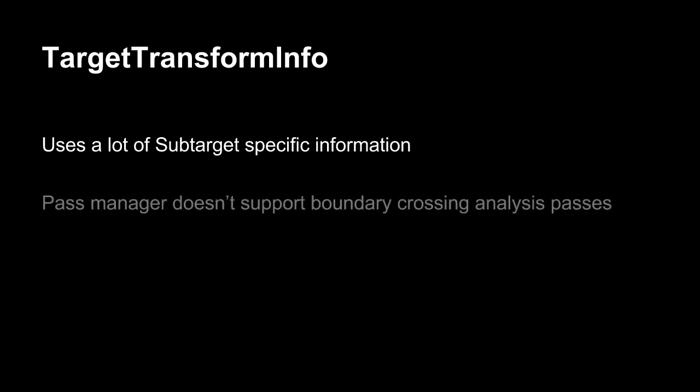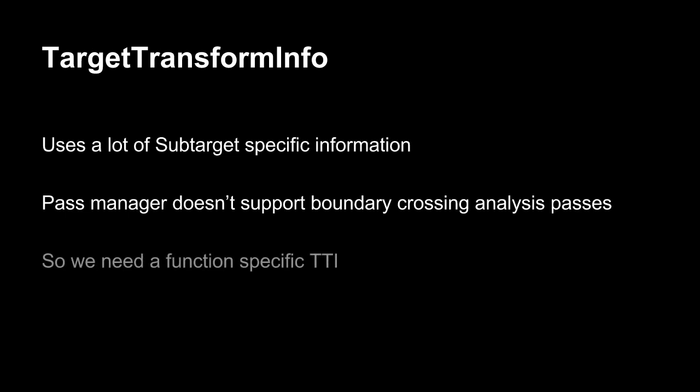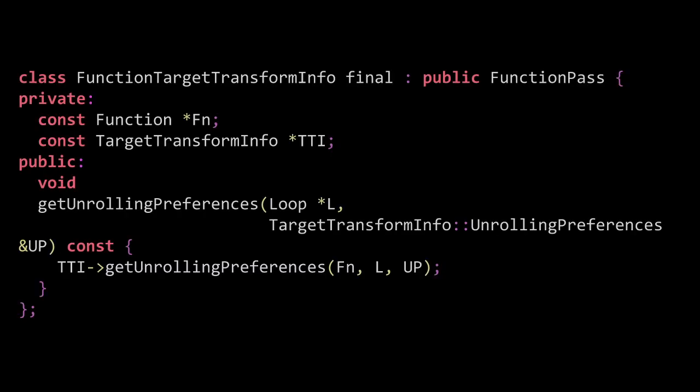So unfortunately, the pass manager doesn't support boundary-crossing analysis passes. See conversation earlier this morning. So we need a function-specific TTI. It's a hack. I admit it's a hack. I don't even think there's a good solution in Chandler's new pass manager to solve this problem. So what do you have to do? You have to do this.